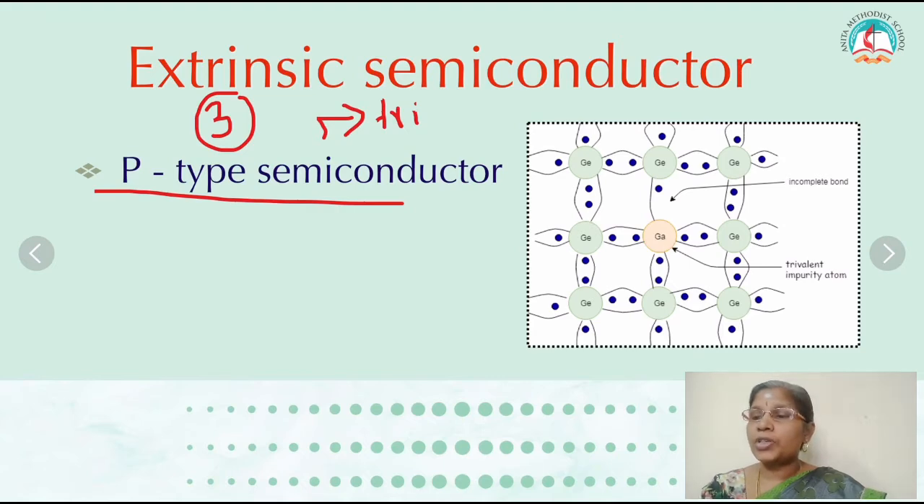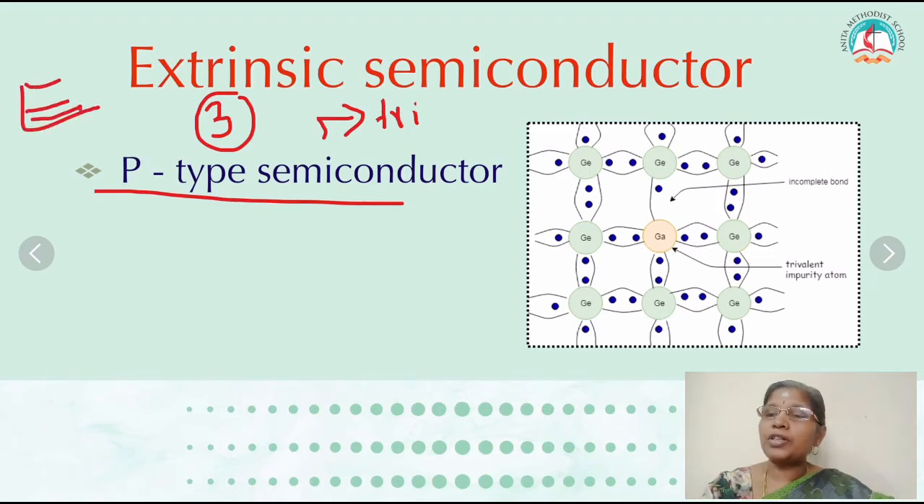So that is called which one? P-type semiconductor. It accepts the electron from the neighbor. So this is called acceptor level. This acceptor level is present near the valence band. Okay, so this is the valence band, this is the conduction band, and the acceptor energy level is present near the valence band. This is P-type semiconductor.